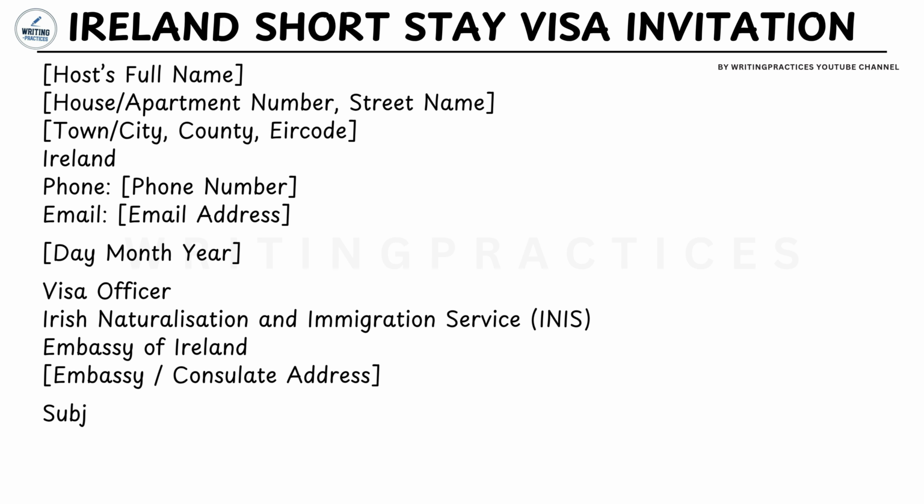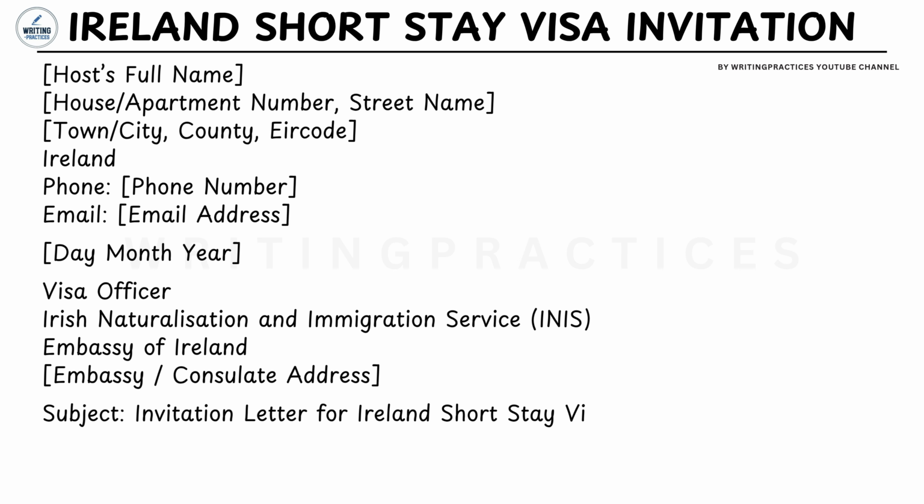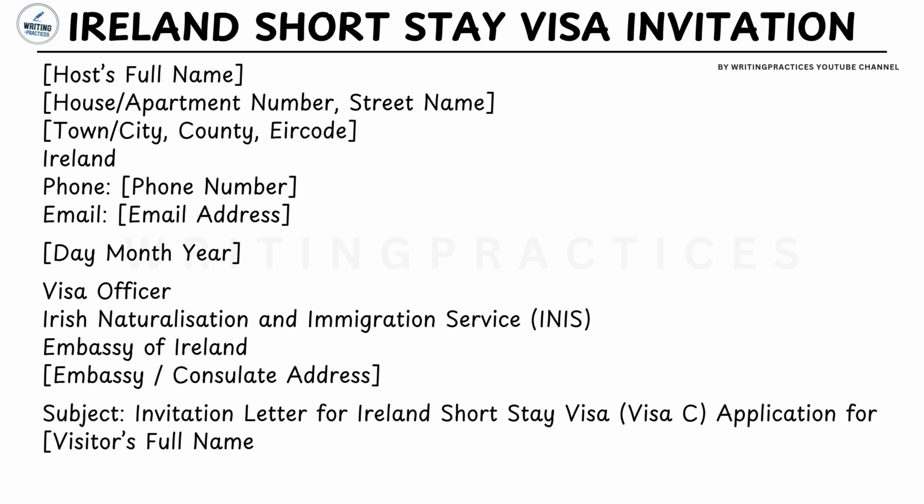Subject line. Next comes the subject line. The subject line should clearly mention the purpose of the letter and the visitor's full name. Write: Subject, invitation letter for Ireland short stay visa, Visa C application for Sarah Johnson. This is important because it allows the visa officer to immediately understand what the letter is about.